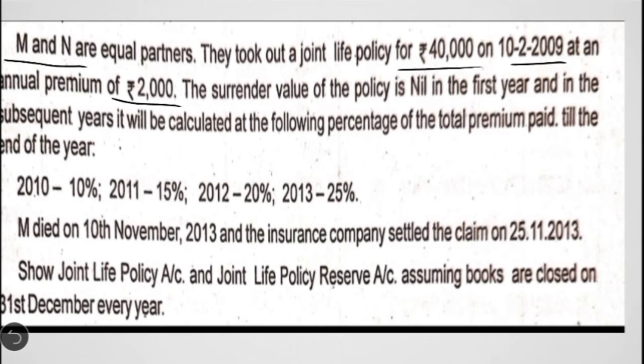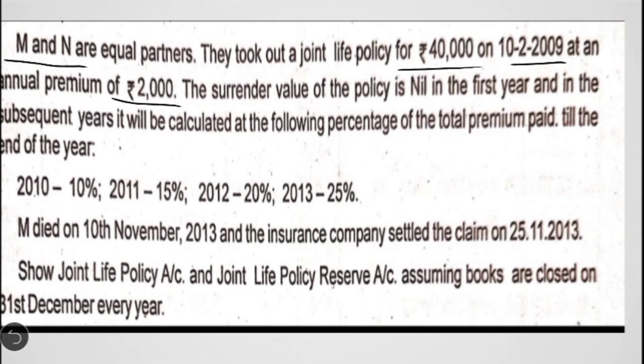The surrender value of this policy in the first year is nil. Thereafter, they have given, unlike the previous questions. In the previous question, they used to give the amount of surrender value for the subsequent years. But in this question, they have given the percentage of surrender value based on the total annual premium paid so far. Okay. So for the year 2010, it will be 10% of the total premium paid.